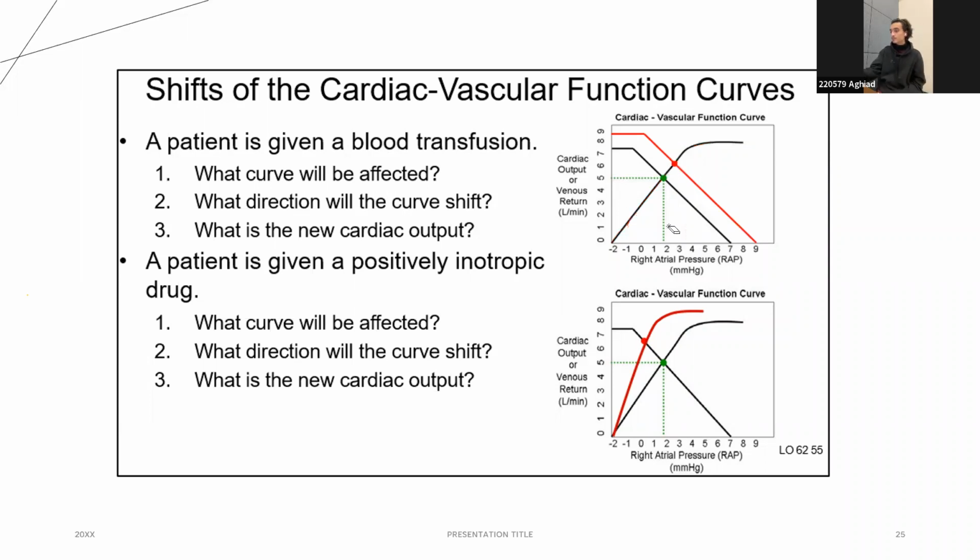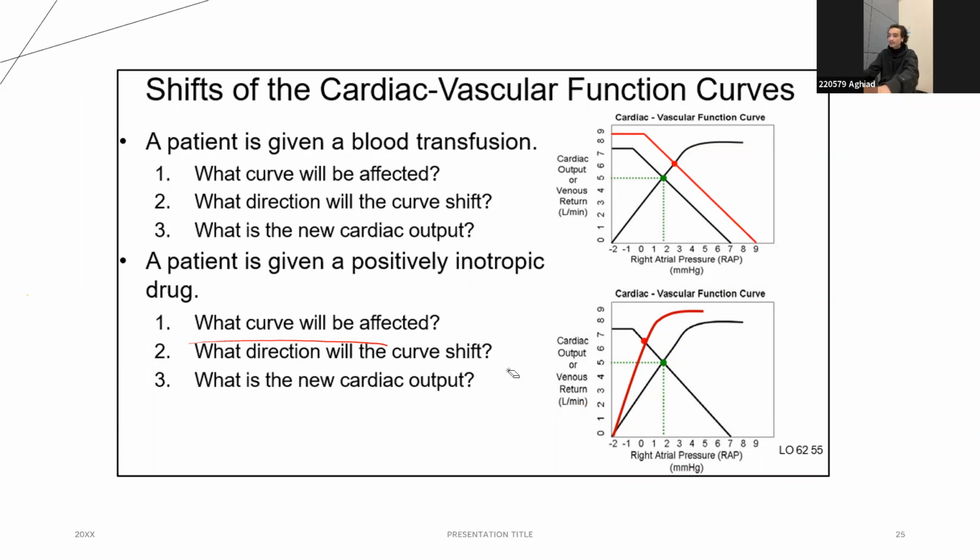So for the next point, a patient is given a positively inotropic drug. It means increased contractility. What curve will be affected? It will be the cardiac function curve, because it signifies contractility. The harder the heart pumps for the same amount of volume, the greater the cardiac output. Does that make sense? Okay, perfect. What direction will the curve shift? It'll be up and to the left.